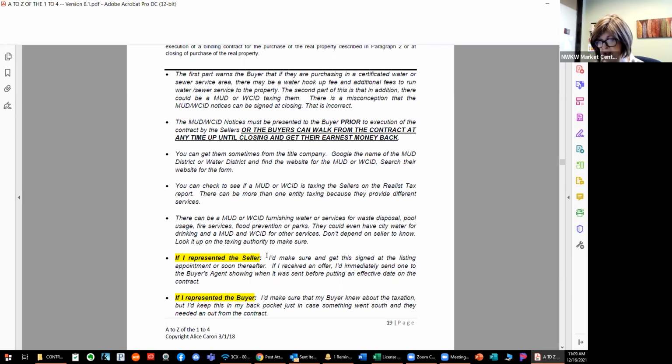If I represented the buyer, I would make sure that they were aware of that taxation, but I'd keep that in my back pocket in the folder. Of course, I'd give them a copy of it, but I would keep that in my back pocket. I'm not going to ask the other side for it, because I want to have this out if they don't give it to me within the time that we execute the contract, because you never know, something could come up. We're not looking for outs, but we want to be aware of them. So anyway, I would make sure if I represented a buyer that they know that there is a MUD or water district in addition to city water. And while it's not a very large amount, it's still a requirement that they be notified before execution of the contract, okay?